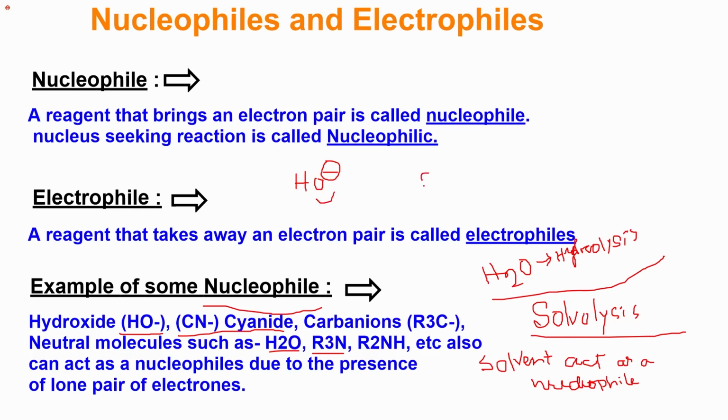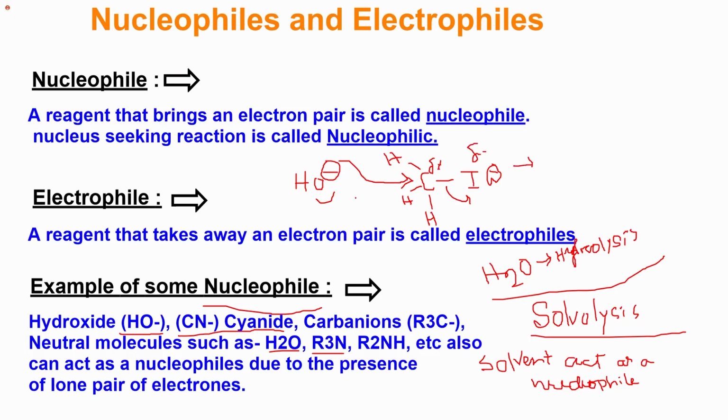Let's say the carbon contains an iodine atom, and the CH3 is already there, so three hydrogens are there. Now OH minus will go and attack there, and iodine will go out as I minus. This is the nucleophile and this is the electrophile, a region that takes away an electron pair. Why? Because carbon is electropositive, delta plus, and iodine is delta minus.